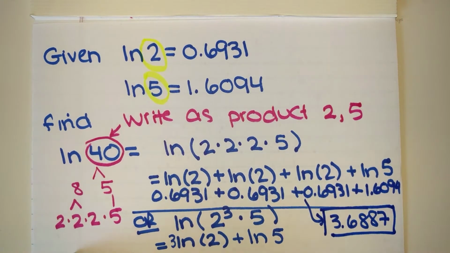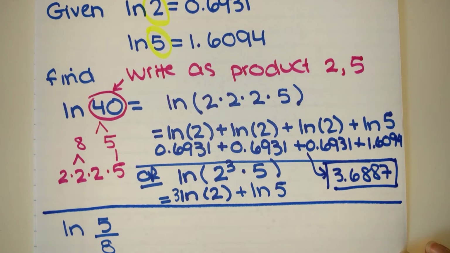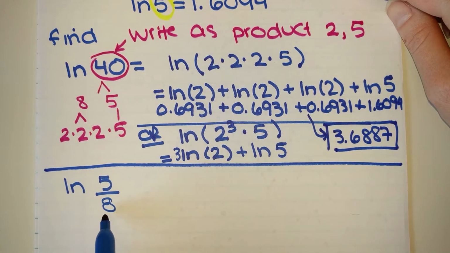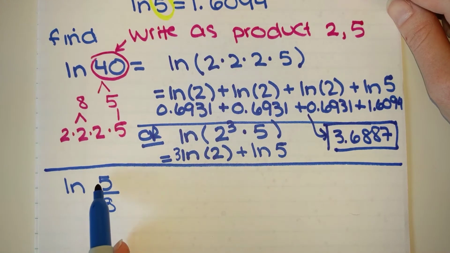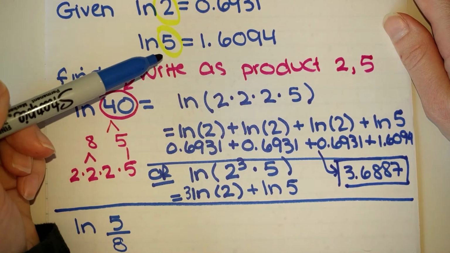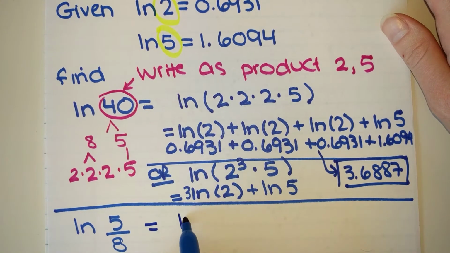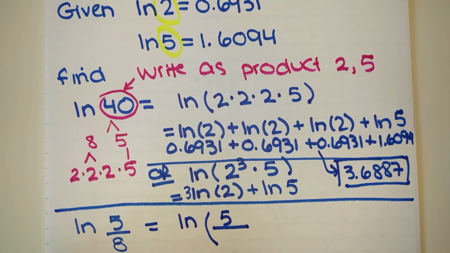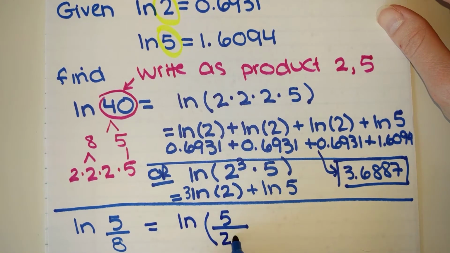Okay? All right, so let's look at one more here. If we have the natural log of 5 over 8, again the same idea: we would want to break up the 5 and the 8 in terms of what is given to us, 2 and 5. So we would have the natural log, and the 5 is already a known logarithm, and then the 8 we would factor as 2 times 2 times 2.